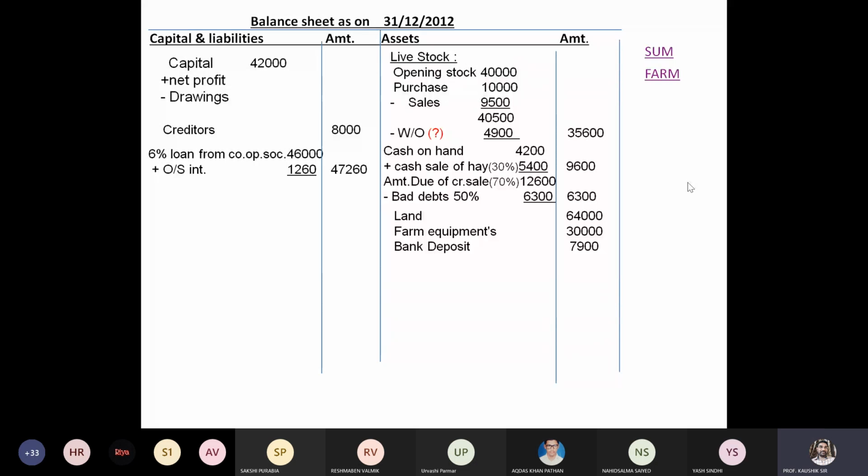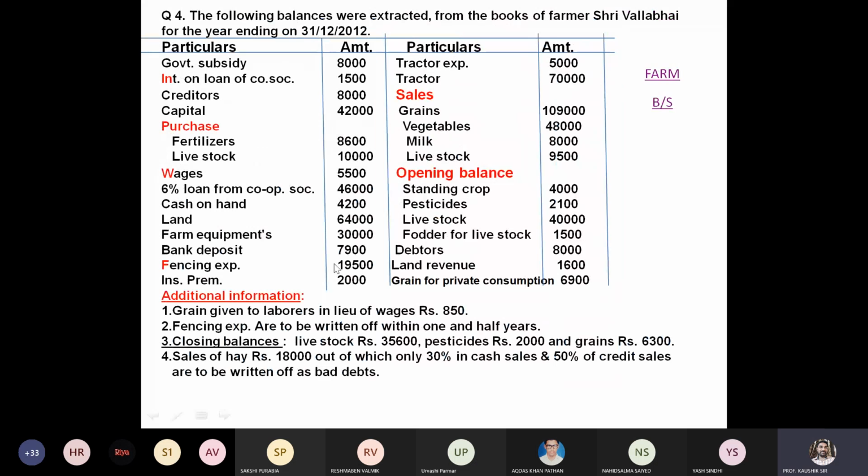Go to the sum again. Important point, fencing expenses 19,500. Clearly mentioned here, fencing expenditure is to be written off within 1.5 years. Means divide by 1.5 and multiply by 1. This amount will be written off in the current year. So what you have to do? 19,500 will be divided by 1.5 and multiplied by 1.